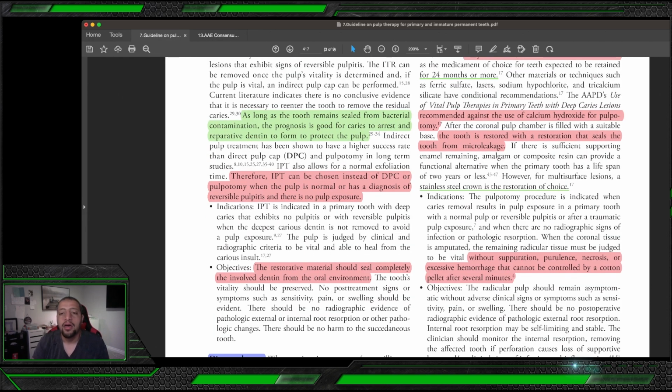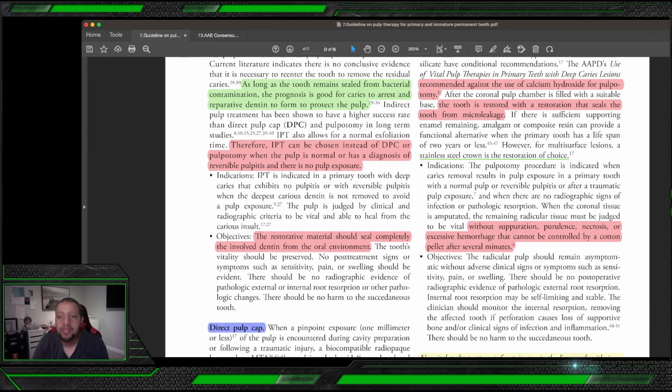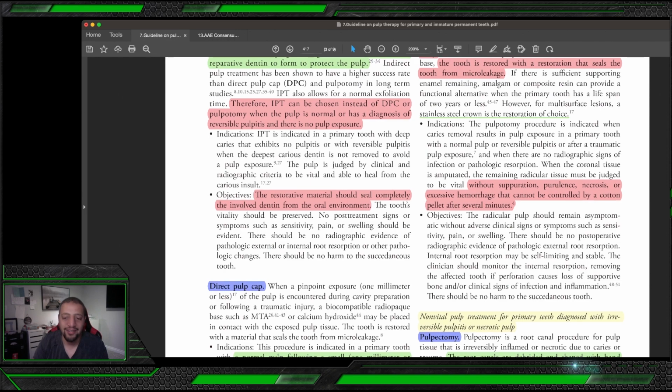Okay, so the indication for pulpotomy that we said before, and there is a key point here: the tooth should be vital without suppuration, purulence, necrosis, or excessive hemorrhage that cannot be controlled by a cotton pellet after several minutes. Excessive hemorrhage that cannot be controlled by a cotton pellet after several minutes. Please pay attention to these scenarios.